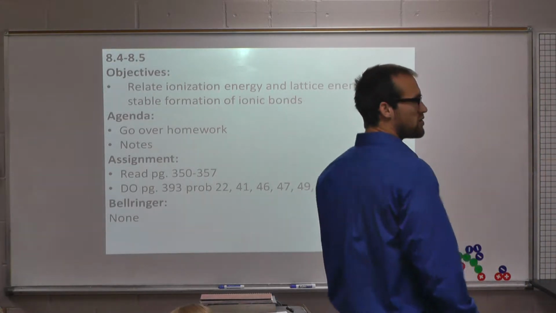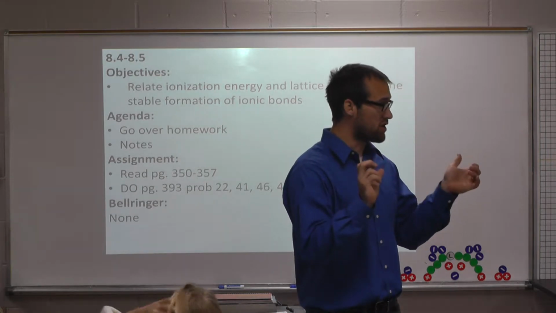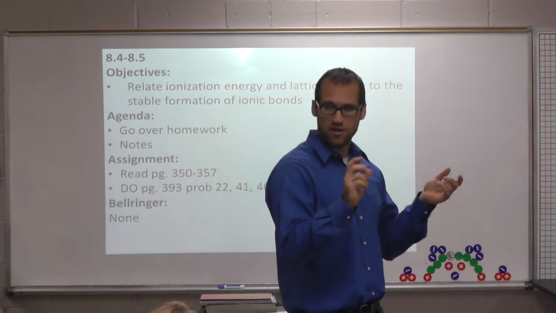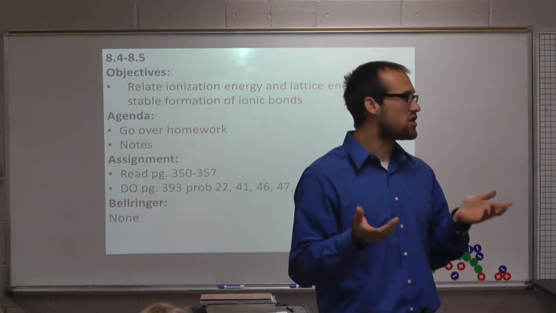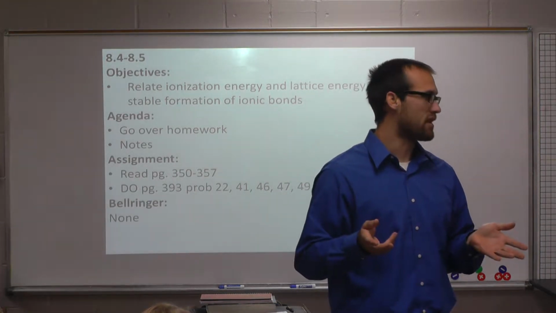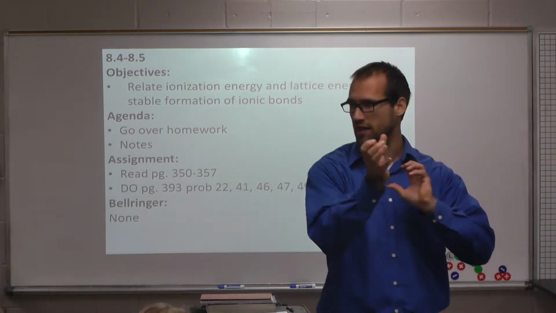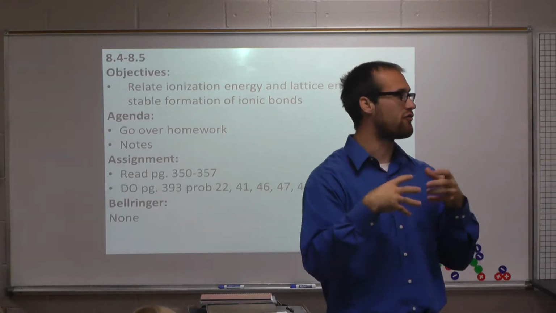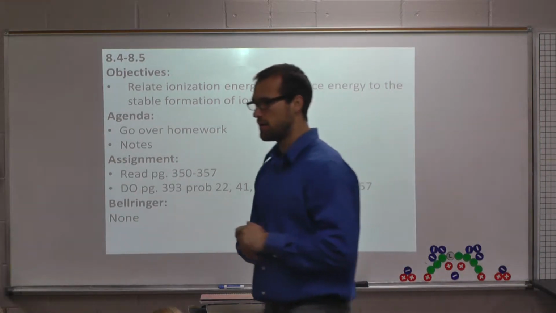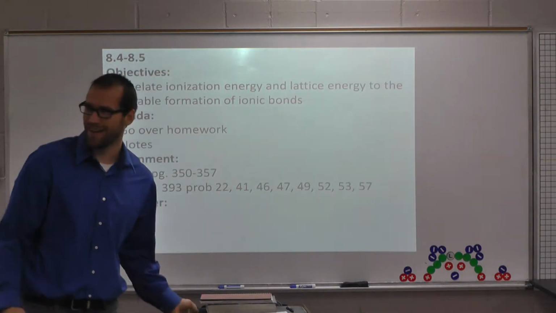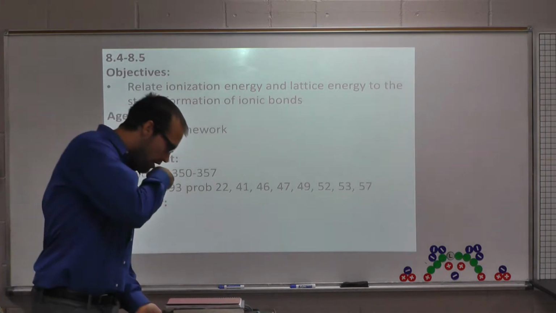Now that one shows a 1-to-1 ion ratio, what the structure would look like. If you had a 2-to-1 or a 3-to-1 or even a 2-to-3 ratio, the structure is going to look different, because you would have to arrange them differently to maximize your attractive forces and minimize your repulsion forces.